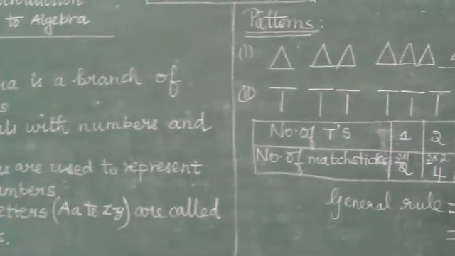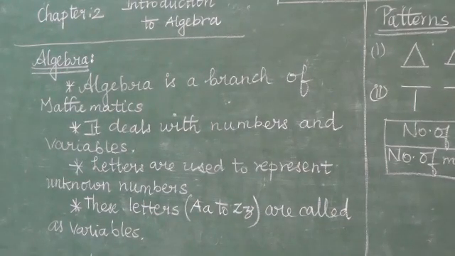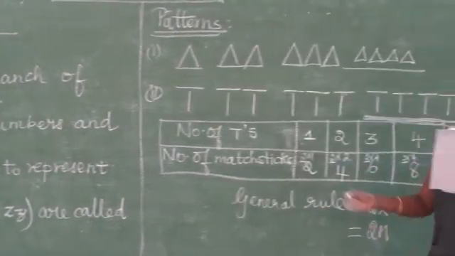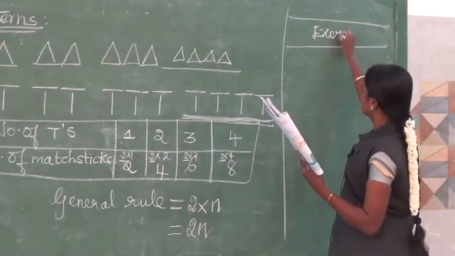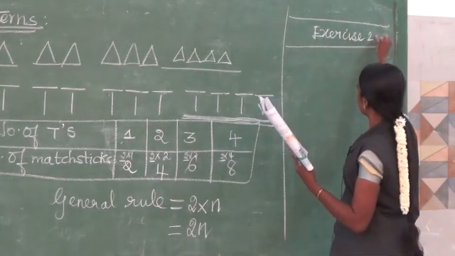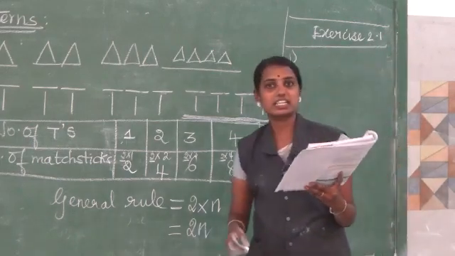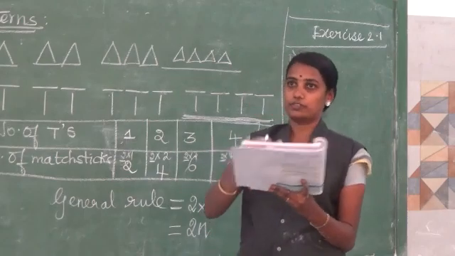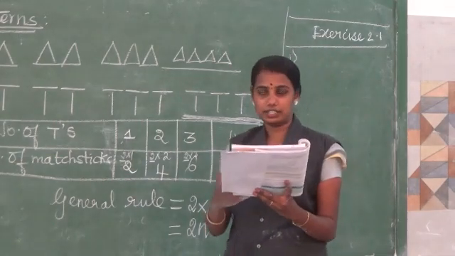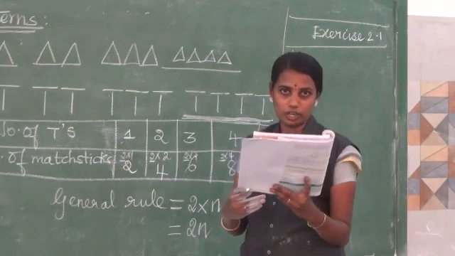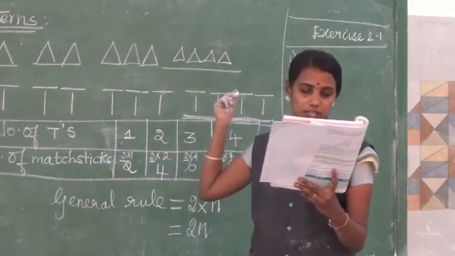Okay, listen. We can go on. Now, exercise 2.1. Question number 1. Fill in the blanks. Kindly take your book, everyone. If you have not downloaded your book, at least take a printout of whichever pages are needed. So exercise 2.1, question number 1, we are going to see.